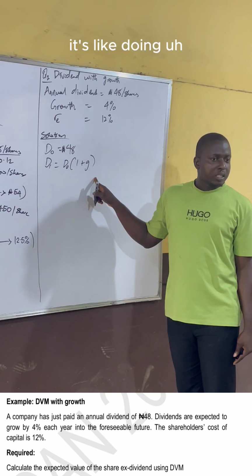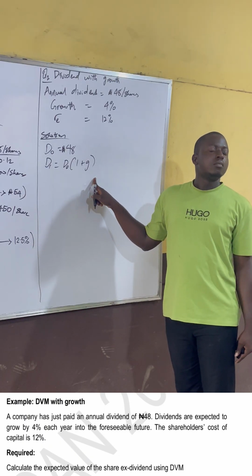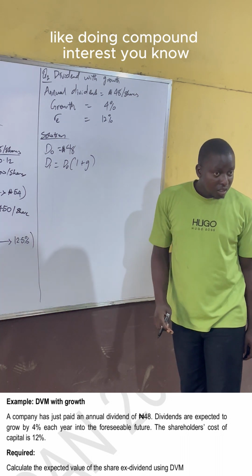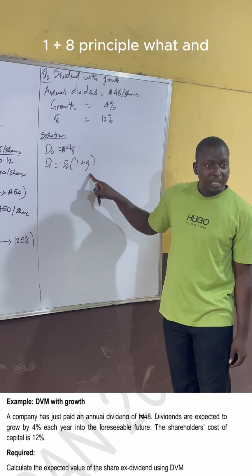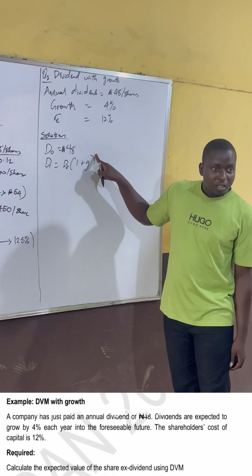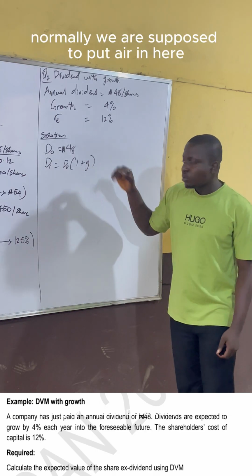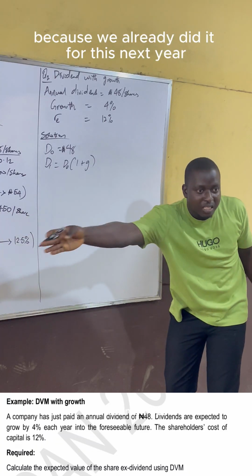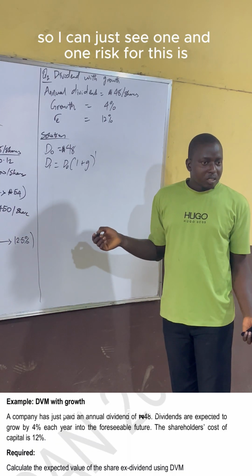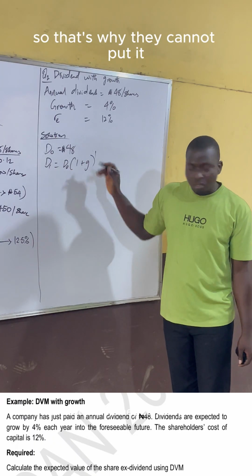It's like doing compound interest. You know, we usually have principal, open bracket 1 plus rate, to the power N, in compound interest. Normally we are supposed to put N here, but we don't need it because we're already dealing with the next year only. So I can just say 1.